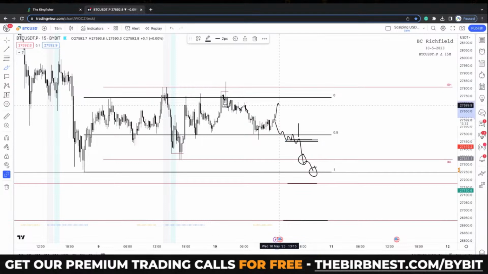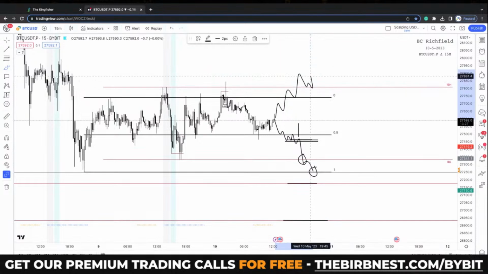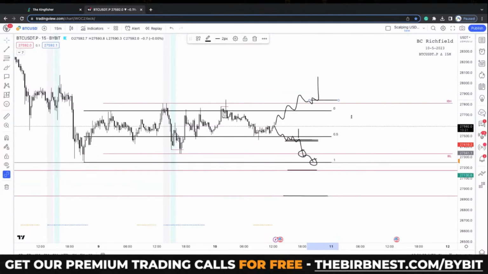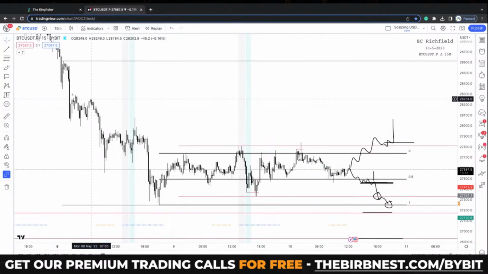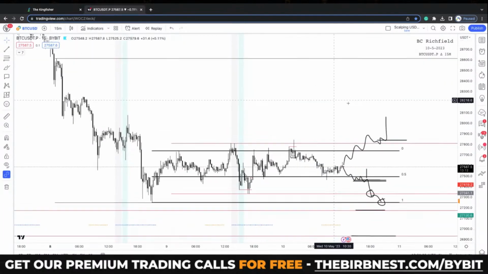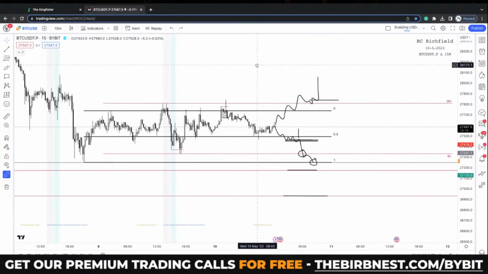Well, I'd need to see a strong move above these levels. Probably a bit of consolidation here. Again, take that sweep, and then I would expect price to take off. And where to? Just clear and obvious liquidity targets. We've got this high here, so this could provide a nice scalp for us to the upside. And then ultimately we'd be looking at these highs right here. All right. So I hope that makes sense, guys.